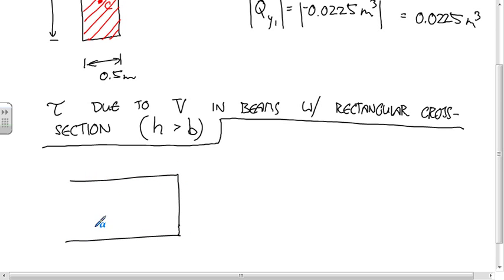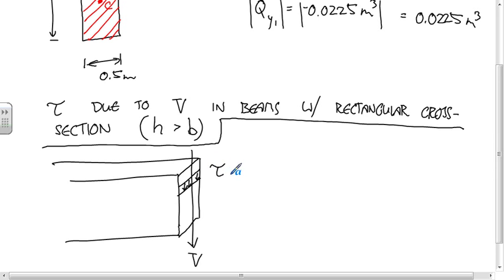So first, let's think about what's happening. So if this is the beam with the rectangular cross section, there's a shear force like this on the right side of the beam. That would be a positive shear force. And the resulting shear stress is in that same direction. So if this is V, the shear stress is like this. This would be tau XY.